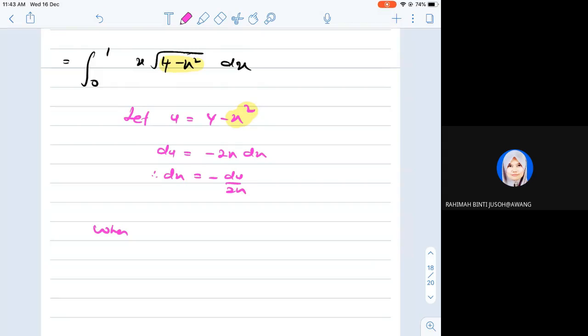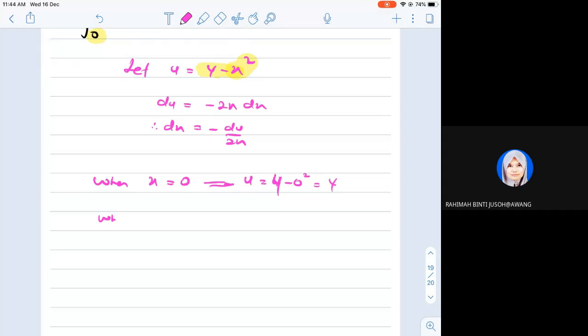Okay, so when x equals 0, the lower limit, we will have u equals 4 minus 0 squared. Saya gantikan kat dalam ni, u equals 4 minus x squared tu. So u equals 4. Ni 4 minus 0 squared becomes 4 lah.